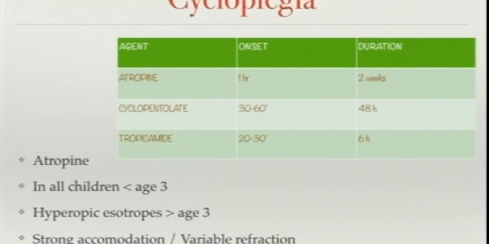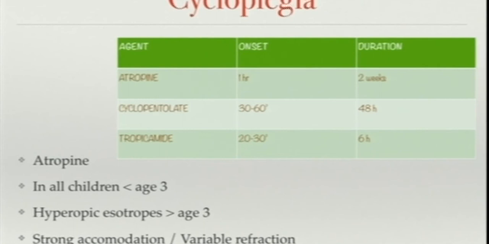So what are the agents that we use for cycloplegia in children? They include atropine, cyclopentolate, and tropicamide. In most children less than the age of 3, atropine is the gold standard, to arrest the accommodation. And in hyperopic esotropes of any age, we use atropine. And also when we get very strong accommodation, variable reading, pseudomyopia, in all these cases, we can use atropine.